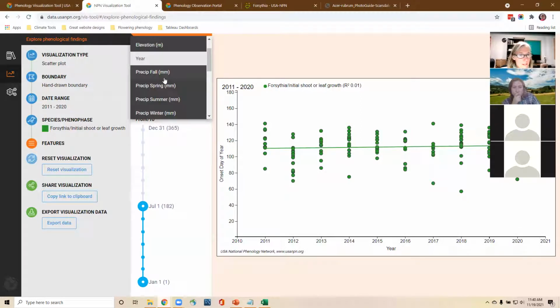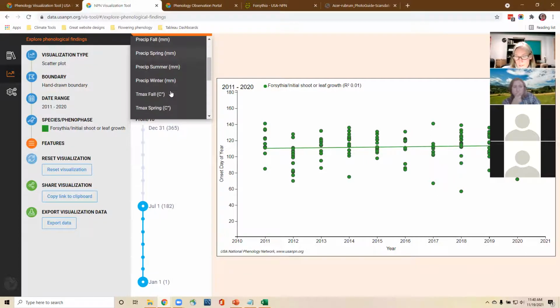And then we have a whole bunch of climate variables here. So you can do precipitation that's summarized by month. And then we have Tmax and Tmin for each season. And then we have day length and accumulated precipitation since January 1st. And then the accumulated growing degree days, which is, does anyone know what that is already?